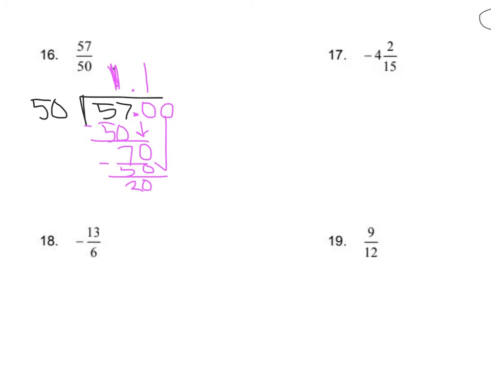Bring down another 0. 50 goes into 200 4 times. 4 times 50 is 200. And there is no remainder. So my final answer is 1.14.